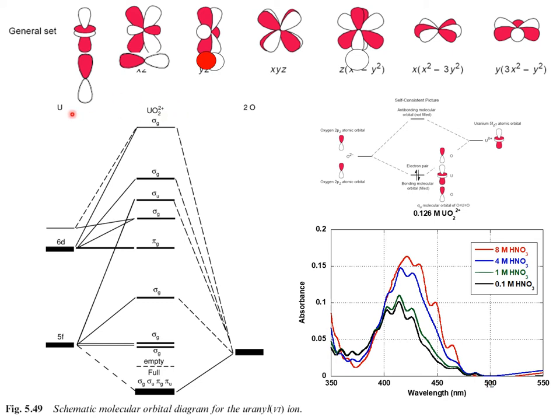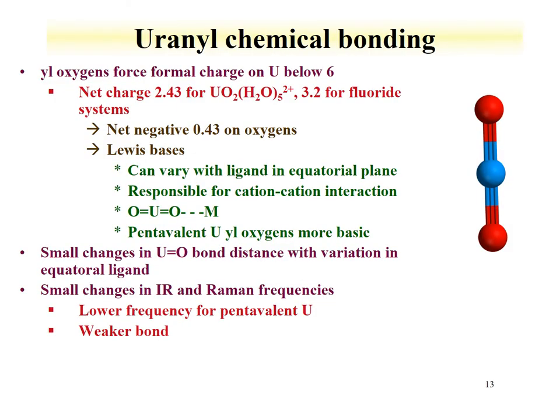It has to do with this pi orbital interacting with these f orbitals, this sigma interacting with this sigma f orbital, and the other f orbitals are non-bonding. As we've already stated, the uranyl is UO2 2+. So these yl oxygens force a formal charge on uranium, which is below its 6+ oxidation state.